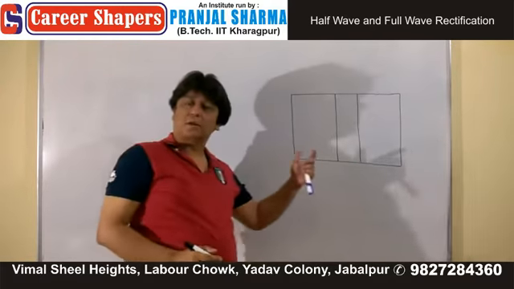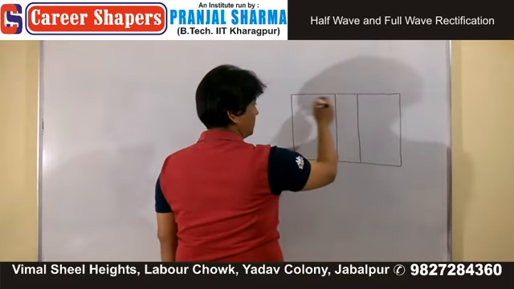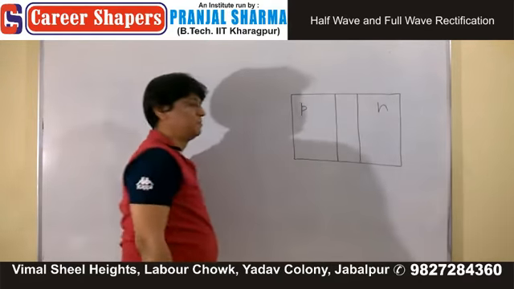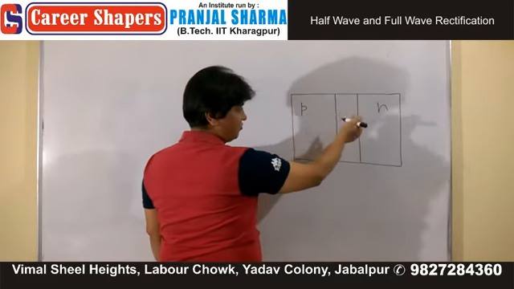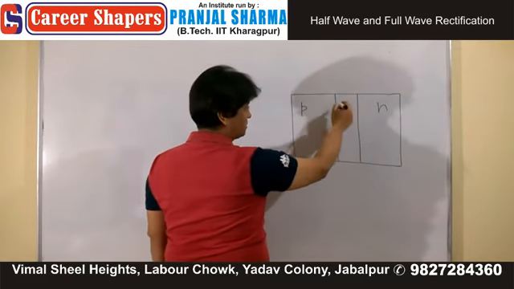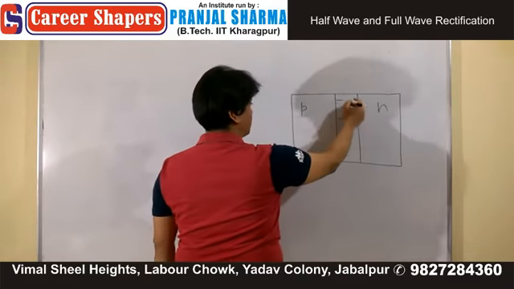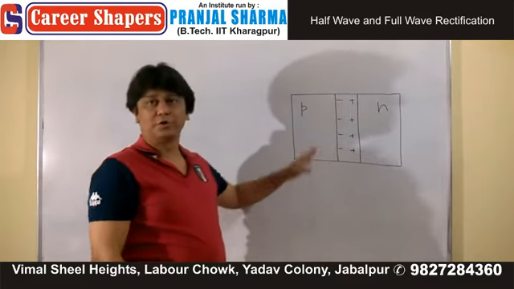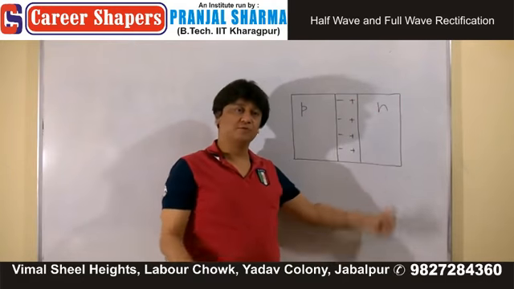This is your depletion layer. This is P side, N side. From N side, transfer of electrons takes place, and this side becomes negative. Due to the transfer of holes, N side becomes positive.